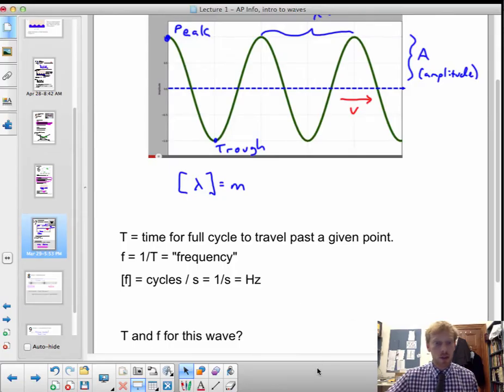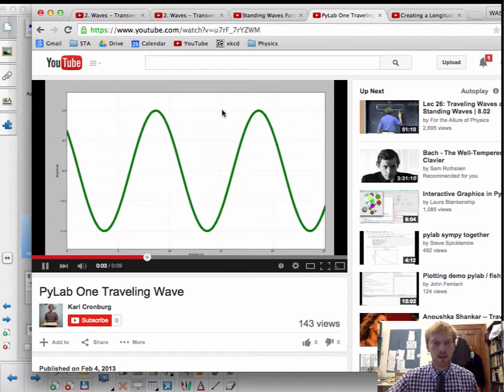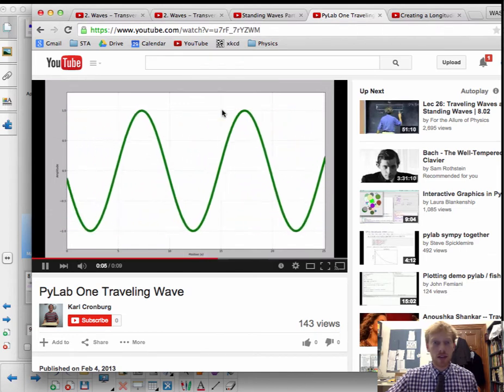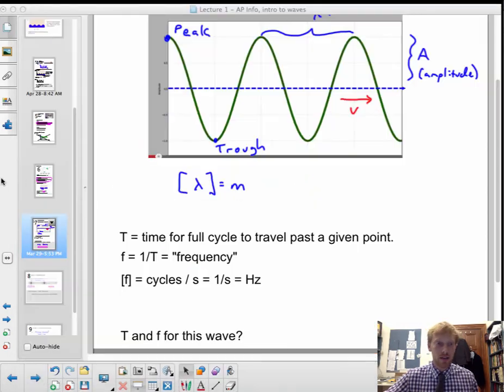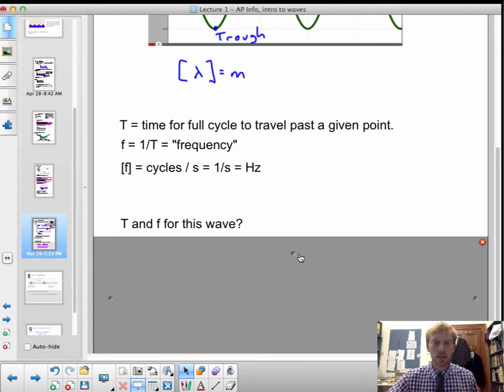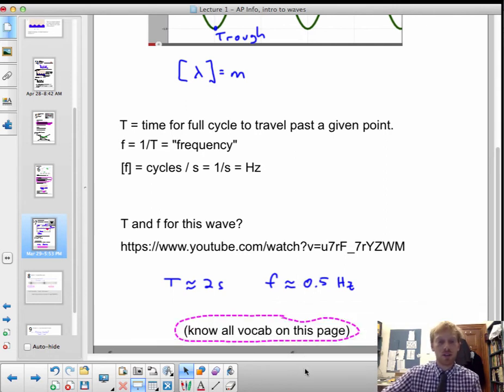Okay, so let's look at that one more time at this video. The period, the time for successive peaks to cross, is now to now. And so I counted about 2 seconds there. The period was about 2 seconds, and so what does that make the frequency? About 0.5 hertz. 1 over 2 seconds is 1/2 hertz, or 0.5 hertz.